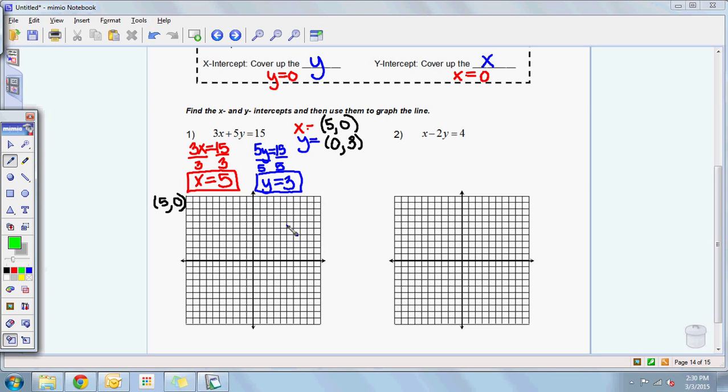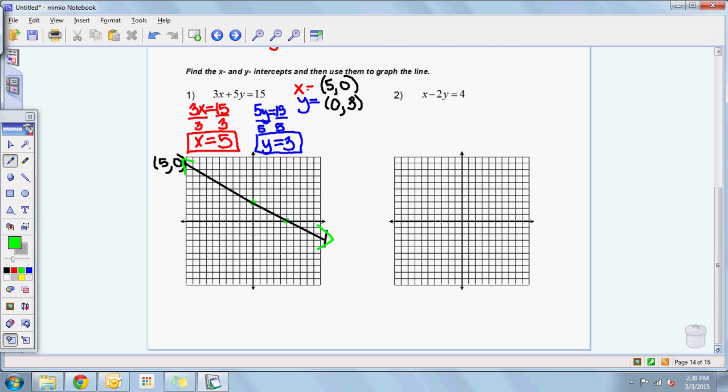So let's see, 5 comma 0: over 5, 1, 2, 3, 4, 5, up or down 0. Then over 0, up 3, 1, 2, 3. So there are my 2 points. I'm going to graph my line. I'm going to extend it. There's our line. Make sure you have your arrows on the end. And there's your line.